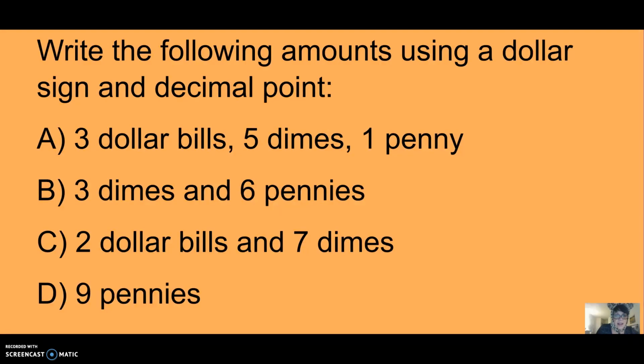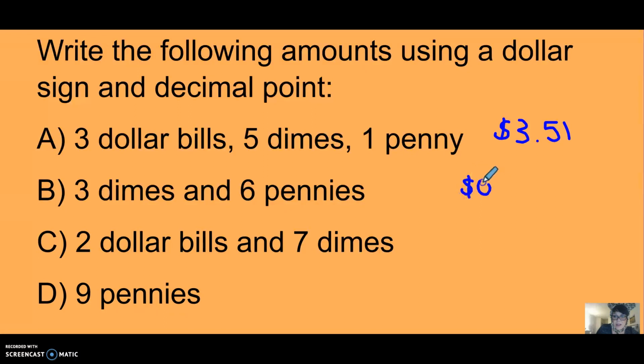Let's start with writing the following amounts using a dollar sign and a decimal point. Dollar and cent notation. $3, 5 dimes, and 1 penny. That would be $3.51.